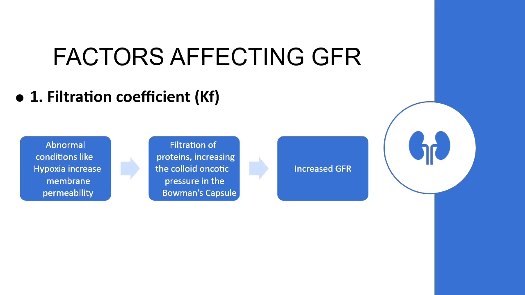Now let us understand the factors that are affecting GFR under normal conditions. First, let us take a look at the filtration coefficient represented as Kf. Kf is measured by taking into consideration the surface area and the permeability of the capillary. So, an increase or decrease in these will in turn affect the GFR. In certain abnormal conditions like hypoxia, the membrane permeability is increased, which causes the filtration of proteins which increase the colloid oncotic pressure in the Bowman's capsule.